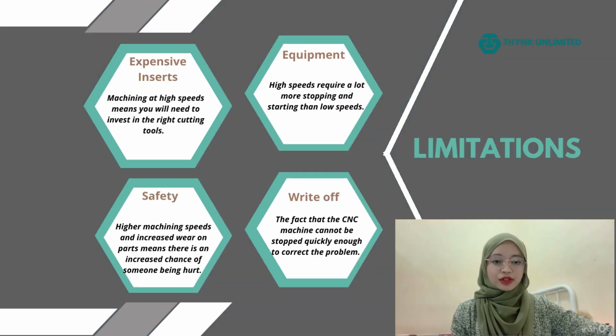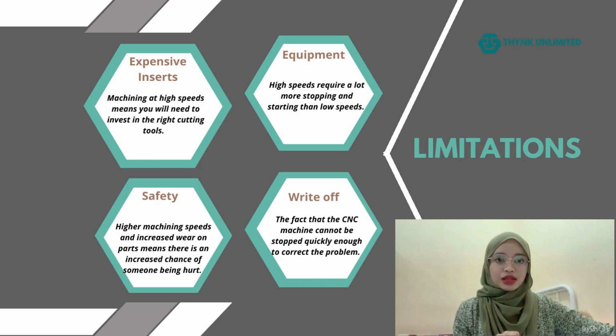So there are 4 limitations that can be found in the high-speed machining process in CNC machining. First one is equipment. High speed requires a lot more stopping and starting than low speed. This results in faster wear of your machine's components, such as spindle bearings and ball screws, more maintenance costs, and a larger risk of machine failure.